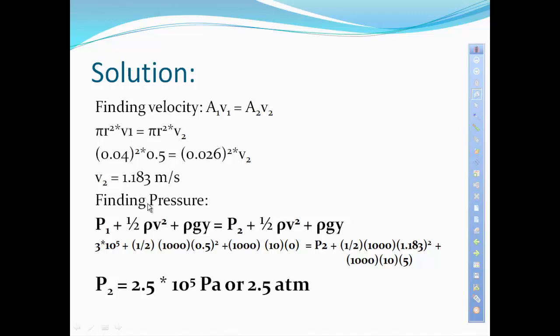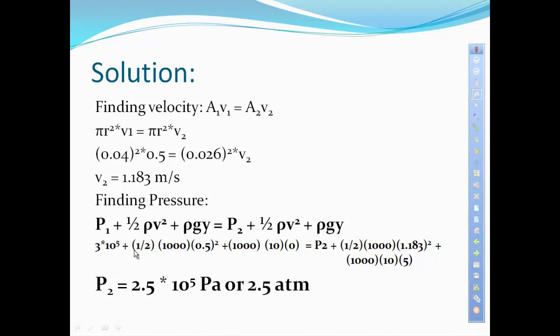So now the next step is finding the pressure at the second location. And Bernoulli says that P1, pressure at the first location, plus kinetic energy plus potential energy at the first location, equals the pressure plus kinetic plus potential at the second. So this is our expression. We're going to say that the first location is our 0 point. I know it was in the basement and it's below ground, but we're going to count that as our 0 point. And this ends up being our expression.